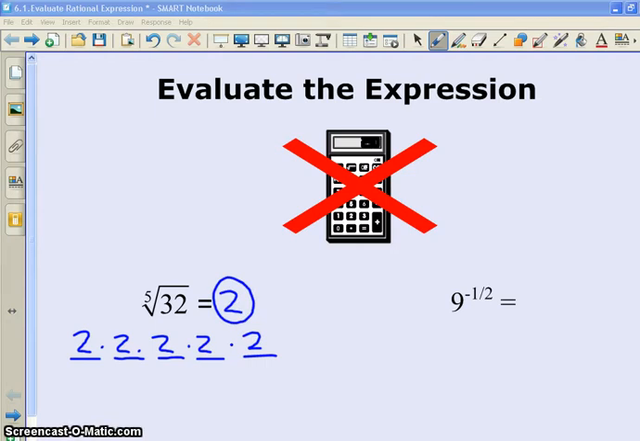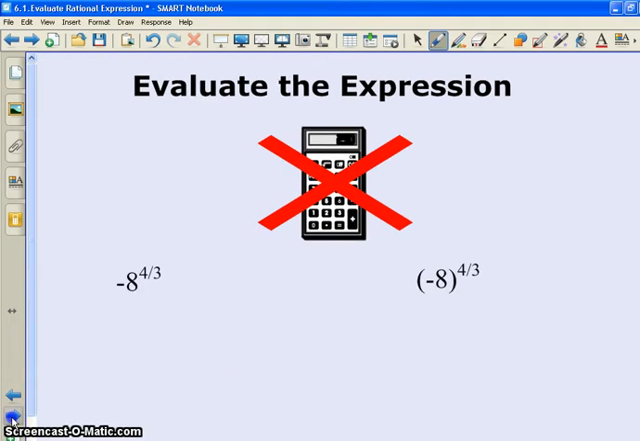Now we have 9 to the negative 1/2. We have to make the exponent positive, so we write 1 over 9 to the positive 1/2. We're going to go from exponential to radical form. So 1 over the second root, or the square root of 9, is 1/3.